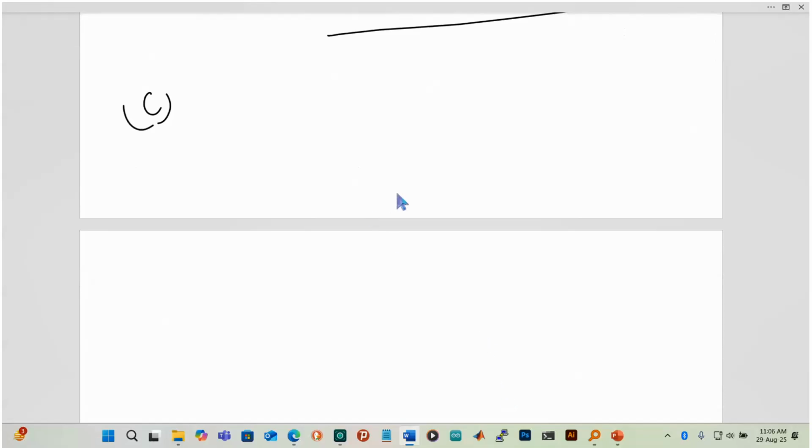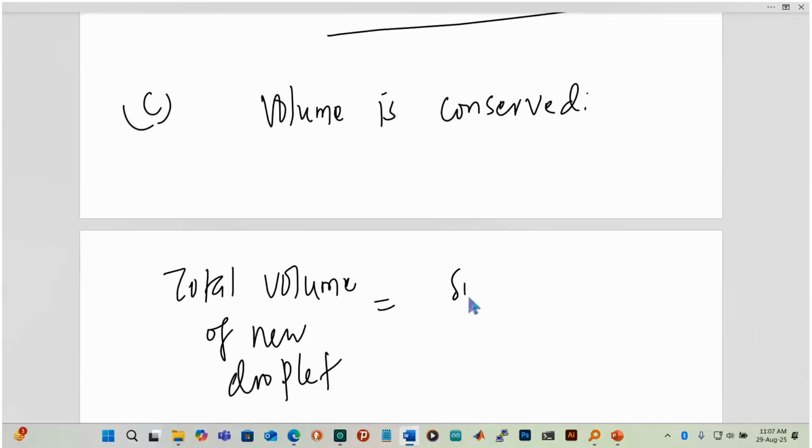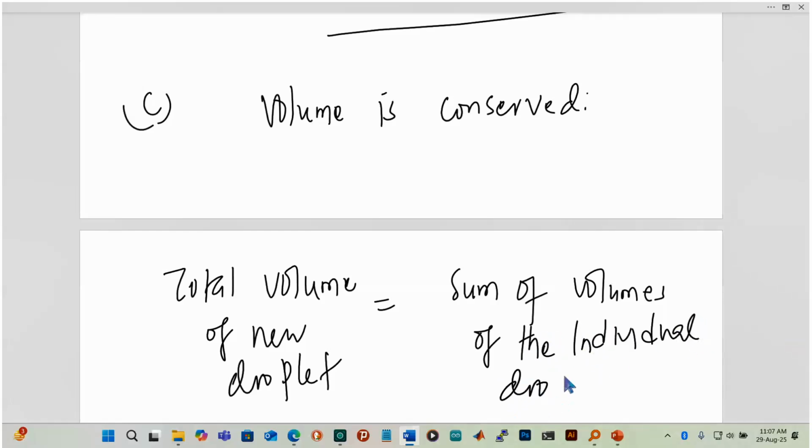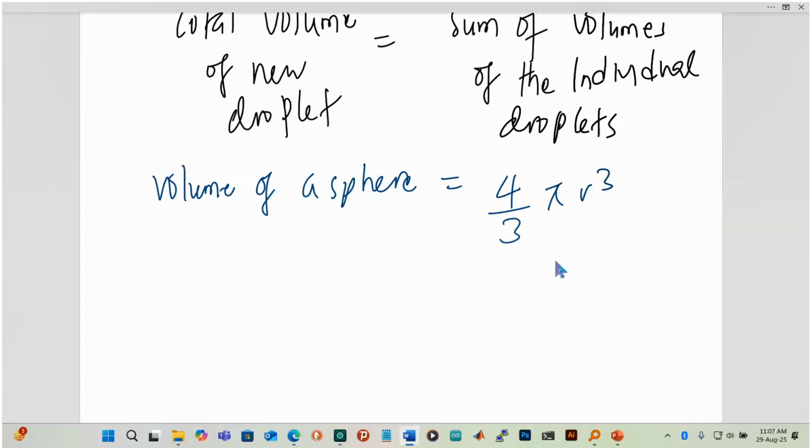So we know that volume is conserved, meaning the total volume of the new droplet will equal the sum of volumes of the individual droplets. Since the droplet in its geometry is a sphere, we know that the volume of a sphere is equal to 4/3 pi r cubed. So we are going to apply that.